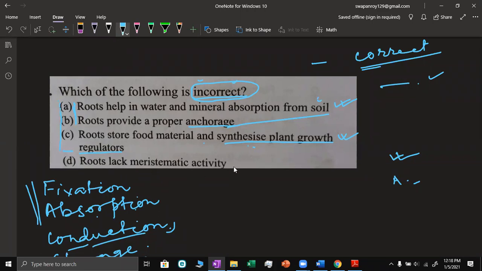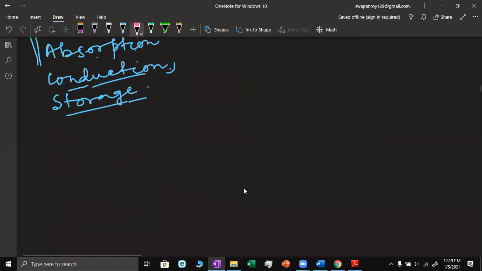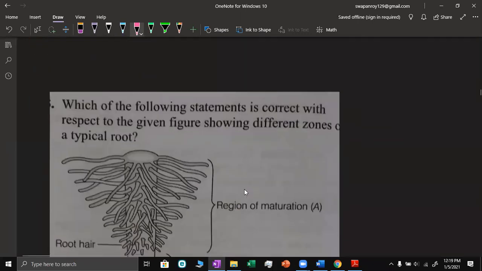Root lacks meristematic activity. This one is not correct. So the incorrect statement is D, the root lacks meristematic activity. Root has meristematic activity. Root has meristem, because in the plant, meristems are present mainly at the tip of the organ: root tip, shoot tip, leaf tip. Okay, so this statement is wrong.